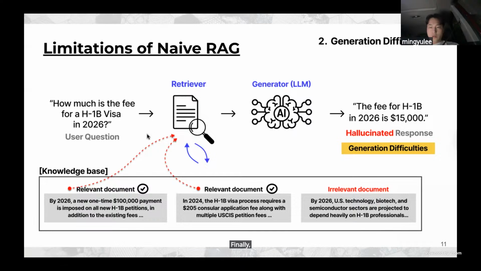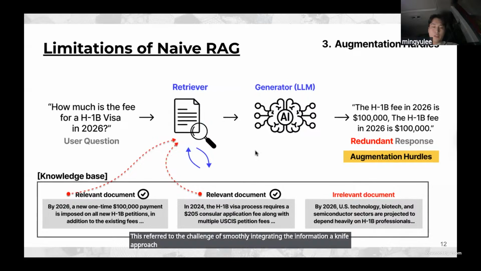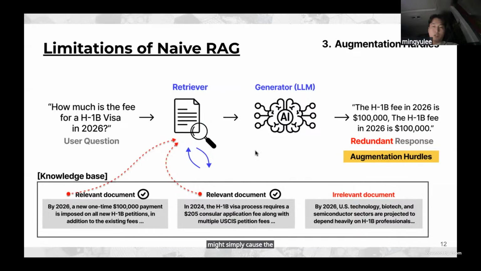Finally, there are augmentation hurdles. This refers to the challenge of smoothly integrating the information. A naive approach might simply cause the large language model to repeat the facts from the documents, leading to a redundant and unnatural response, like repeating the $100,000 fee twice.